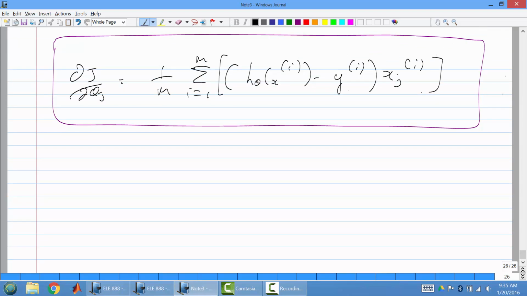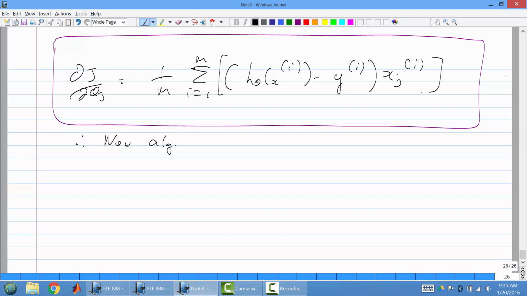So for each feature, you have to compute the sum. You're taking the sum of differences between the current prediction with the model, subtracted by what the true output would be, and then you multiply those differences with the jth feature that corresponds to theta j for every example that you have. I'll do a little bit of an example in a little bit. So therefore, the new algorithm is this.